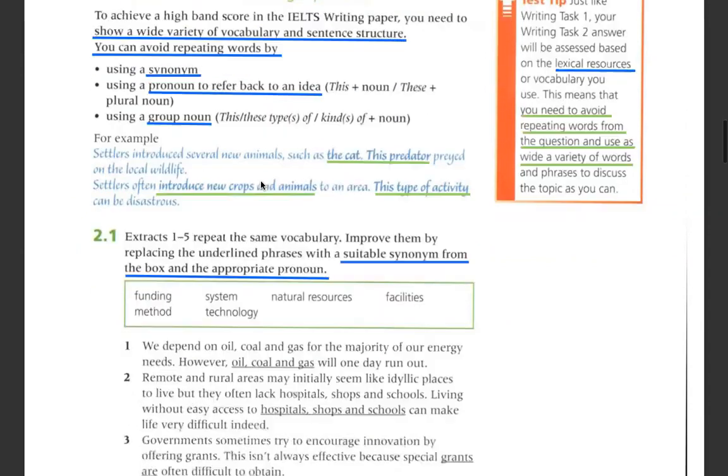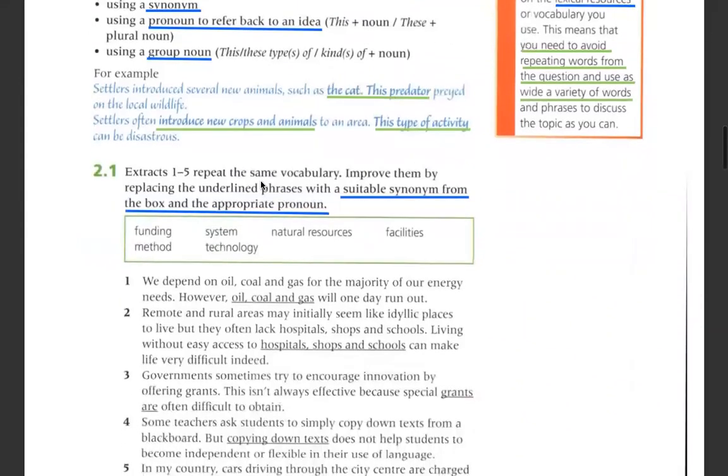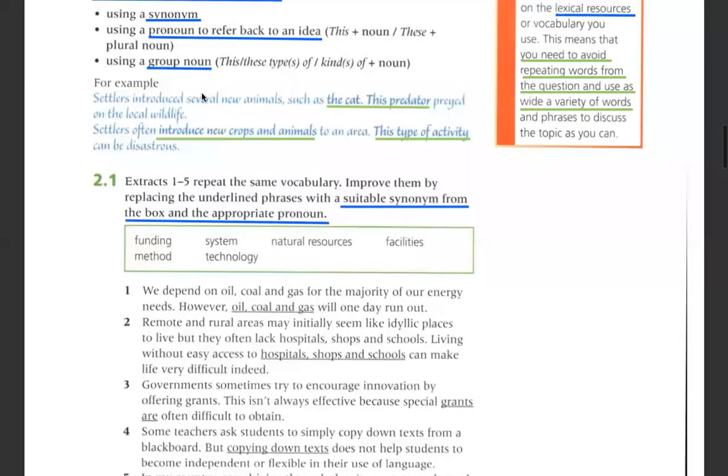Let's try to do it ourselves in these sentences. So you can use this to help you. What we're going to do is choose a suitable synonym. Here we have a box with synonyms. Then we're going to decide what pronouns we can use, either this or these with the synonym, or this or these kind or type of.